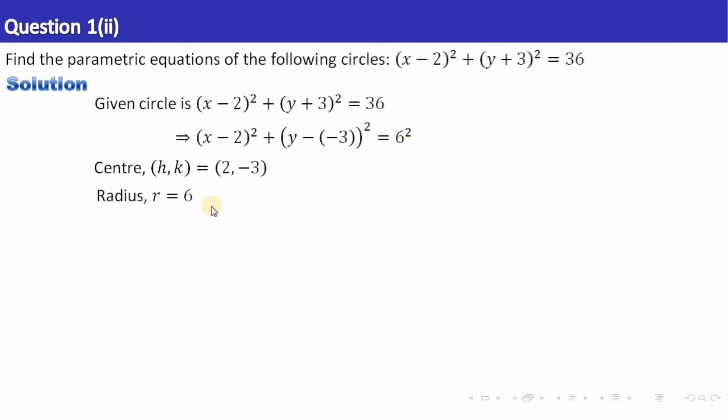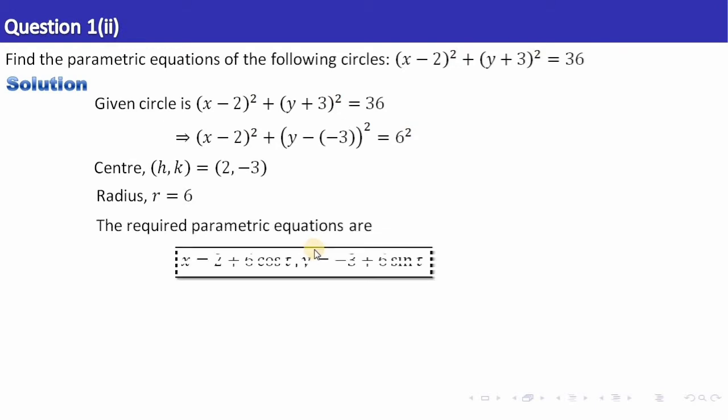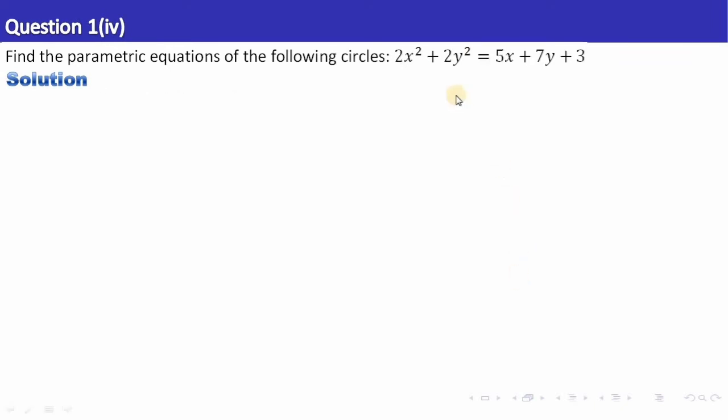It will be 6. In this case, since my center is h comma k, x will be h plus r cos t and y will be k plus r sin t. So my parametric equation will be x equals h, that is 2, plus r cos t, and y equals k, that is minus 3, plus r sin t. Pause the video and note it down. Let's move to this question.